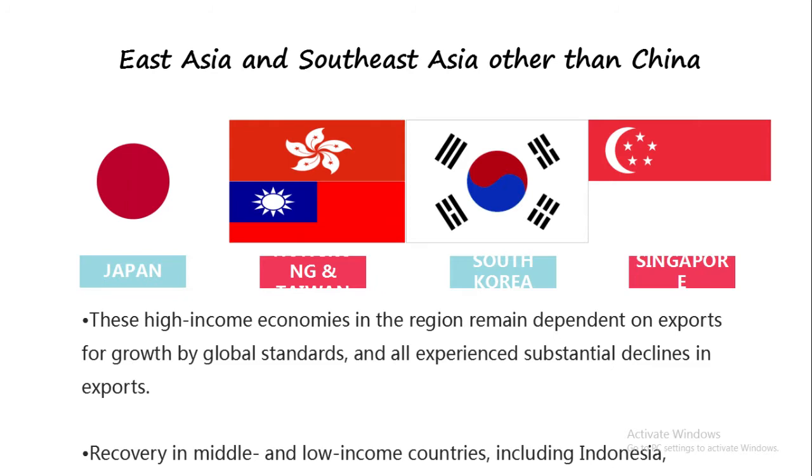The five high-income economies in the region, Japan, Singapore, Taiwan, Hong Kong, and South Korea, remain dependent on exports for growth by global standards, and all experienced substantial declines in exports. Recovery in middle and low-income countries, including Indonesia, Vietnam, Cambodia, Malaysia, and Thailand, was also strong. Three of these five countries reported negative growth after the crisis, but no greater decline than 2.7%. Demand from China helped raise exports from East and Southeast Asia overall.